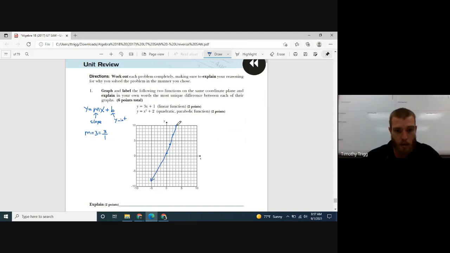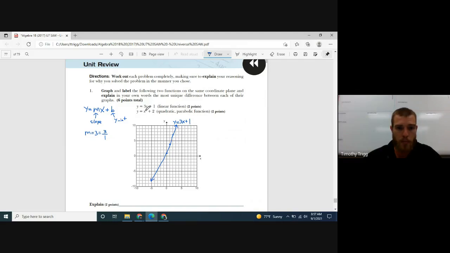Now we might want to label the graph. So this is the linear function, and I'll just put the equation here: y equals 3x plus 1. Okay, so you know that this graph goes with this equation. Now let's go ahead and do the other equation.